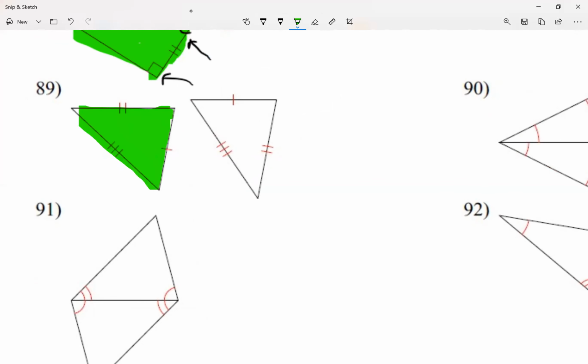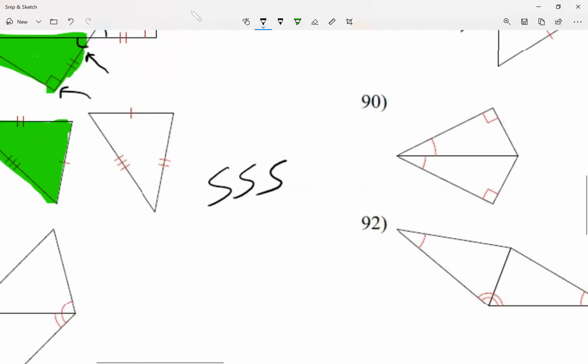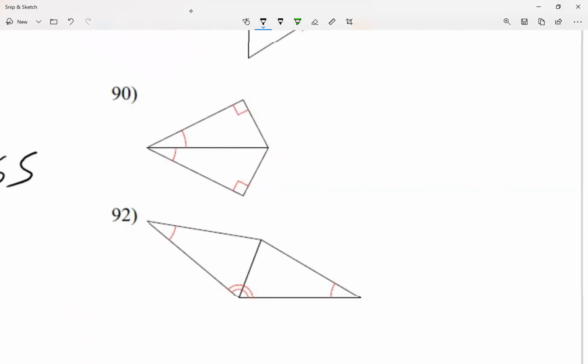Let's take a look at question number 89. I see this triangle. I see all three sides are marked. All right, so let me just say side, side, side. The other triangle is marked the same way. Side, side, side is a good rule. That's it.